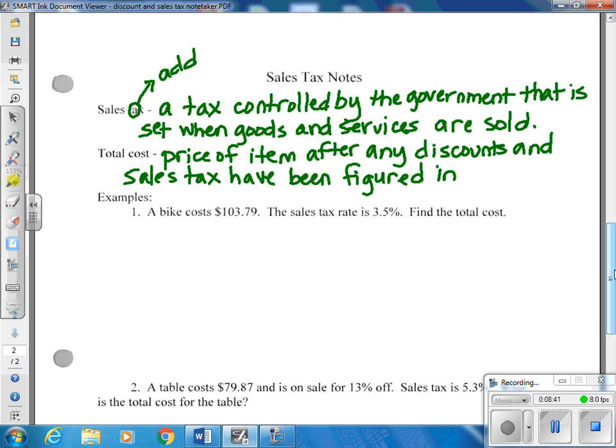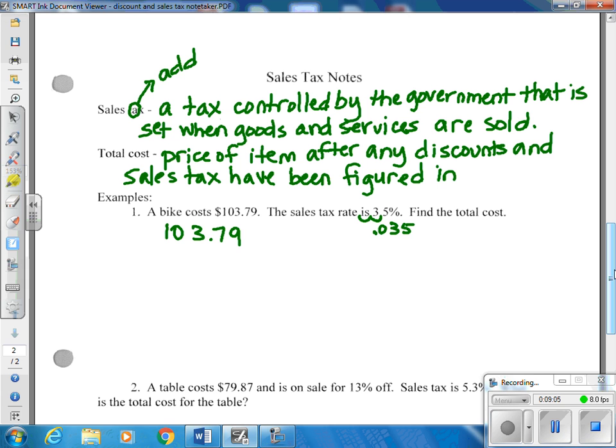For number 1, we have a bike that is $103.79. The sales tax rate is 3.5%. Find the total cost. All right, so there's nothing on sale. You don't have to worry about any discounts. All right, so we have this bike that's $103.79. And remember, the first thing you always do is turn your percents into a decimal. 3.5% means you have to move the decimal 2 places, so that turns into 0.035.